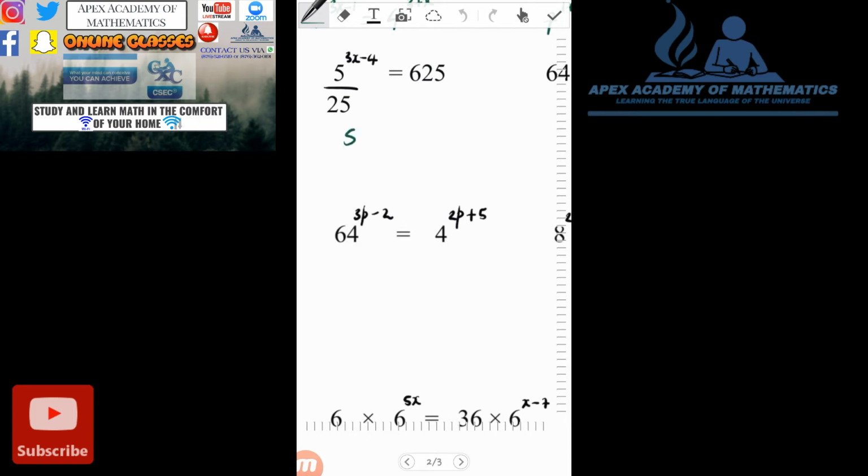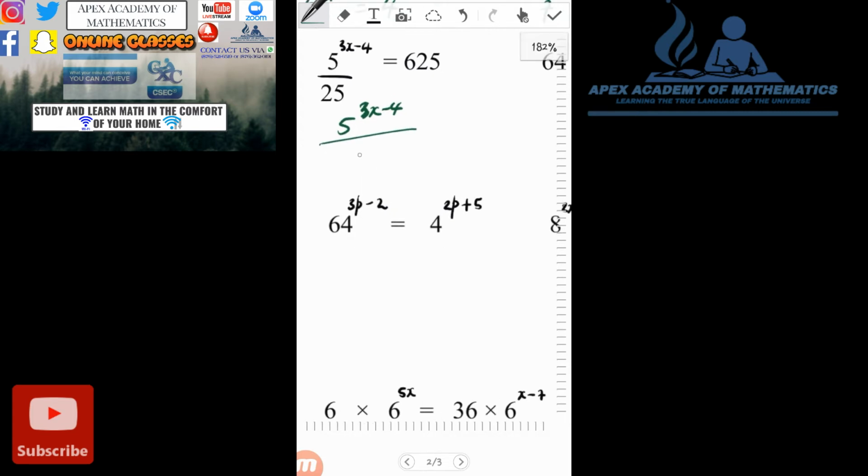So what we have here is 5 to the 3x minus 4, divided by, you know your square tables, that 25 is actually equal to 5 squared, and then 625 is going to be equal to 25 squared, but 25 is not in base 5. So if you know your fourth power table, then you know that this is 5 to the power of 4. Okay, all right, wonderful. Now what we can do here is just put this over 1, and we are going to do the cross multiplication. All right, we can cross multiply once we have a 1-to-1 ratio.